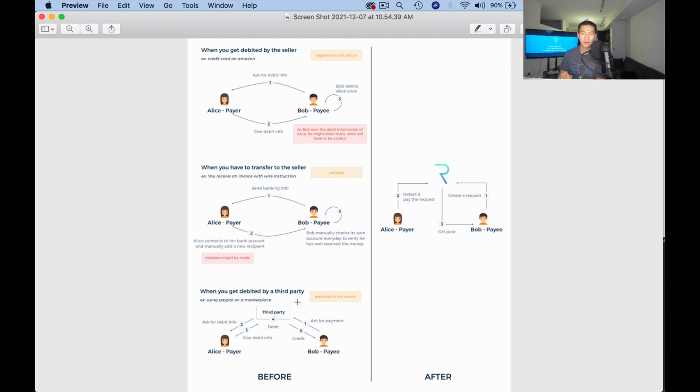So using PayPal or Venmo, something like that, what happens is Bob will ask for a payment. Then we would have to add our debit info on Venmo or PayPal. We have to give them our debit info, which is our bank accounts. And then PayPal or Venmo will actually then credit Bob or the payee. So there's a lot of moving parts there, when in fact with Request, you just create a request, Alice detects it, clicks a button, and then Bob gets paid.